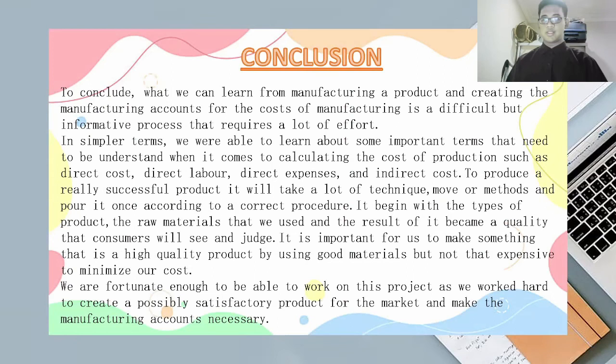It begins with the type of product, the raw materials that we use to make the product, and the result of it becoming high quality that consumers will see and judge accordingly. It is important for us to make something that is high quality, using good materials but not too expensive, to minimize our costs. We are fortunate enough to be able to work on this project as we worked hard to create a possibly satisfactory product for the market and make the manufacturing accounts necessary.